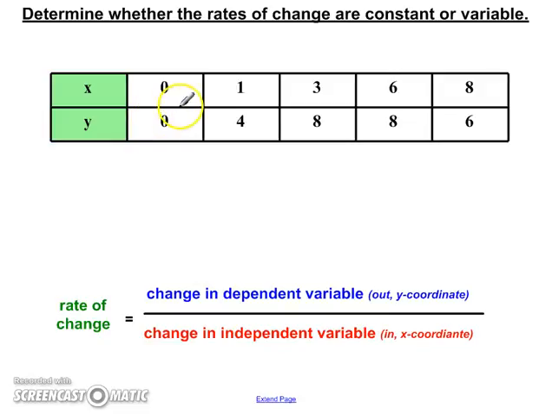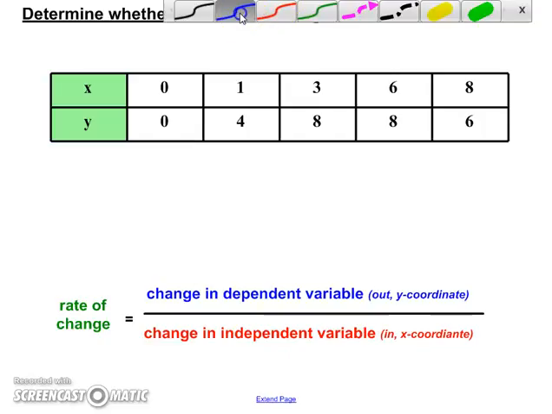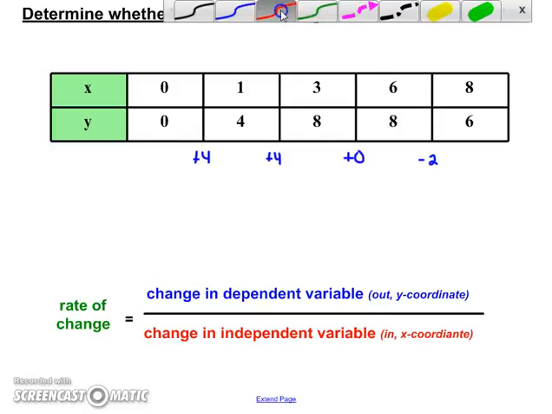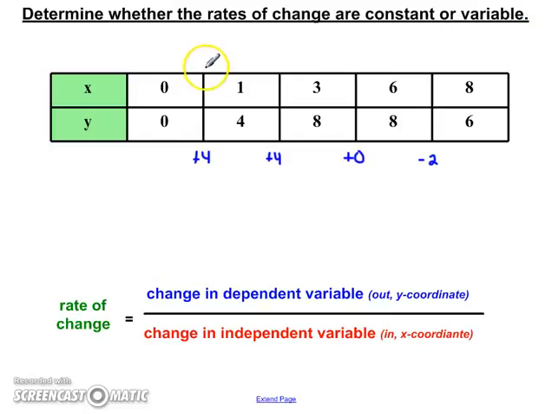So I have this table, and you'll notice as we move along, the x's and y's are changing. So we're going to compare the amount of changes in our x's and our y's. First I'm going to do my y's in blue, just because I happen to use blue as my font color. From 0 to 4 is plus 4. I'm just going to go across the table here. 4 to 8 is plus 4. 8 to 8 is plus 0. 8 to 6 is minus 2. You do not have to do it in colors, I'm just doing it to keep things organized.